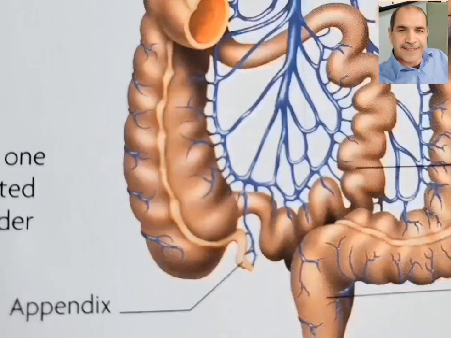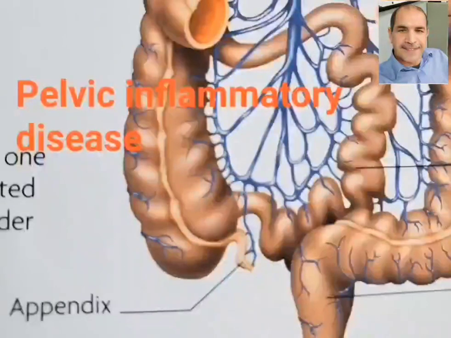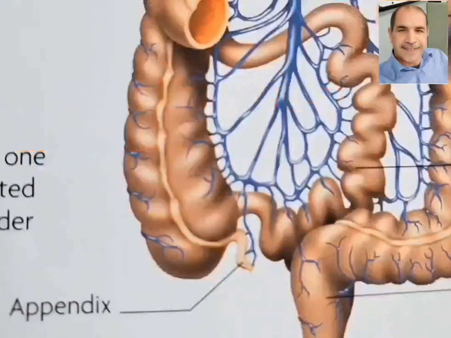Gynecological. Females. Pelvic inflammatory disease, PID, infection of the female reproductive organs. It can cause pelvic pain, lower abdominal pain, abnormal vaginal discharge, and painful urination. A pelvic exam and ultrasound can help differentiate it from appendicitis.